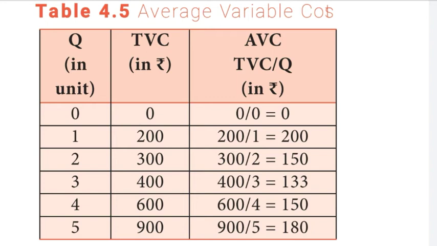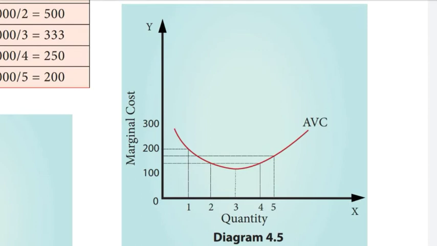Average variable cost is shown in table 4.5 and diagram 4.5. It is to be noted that average variable cost declines initially and then increases with the increase of output. Average variable cost declines up to a point and moves upwards steeply due to the law of returns. The average variable cost curve is a U-shaped curve.